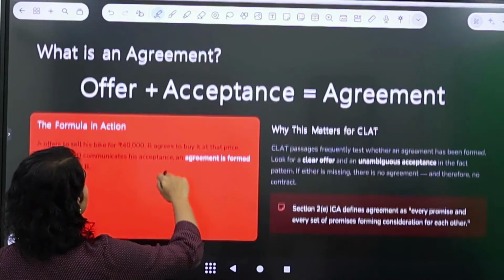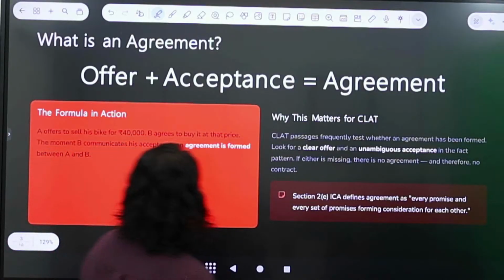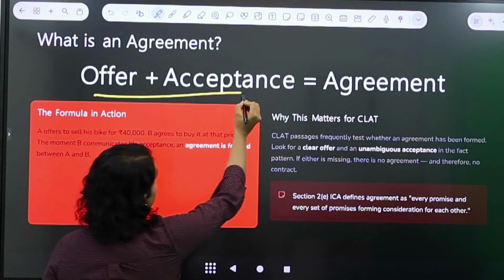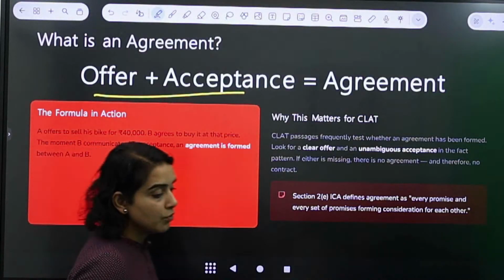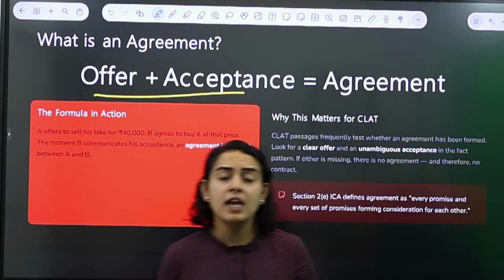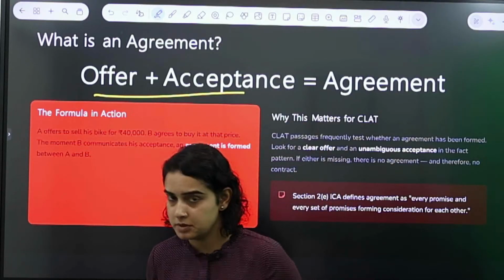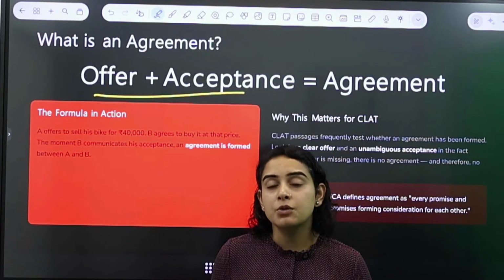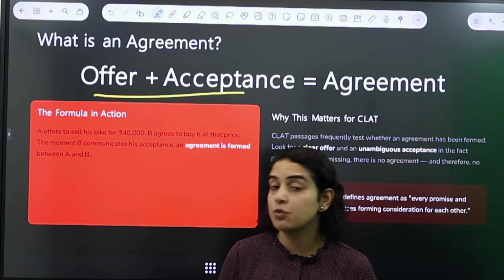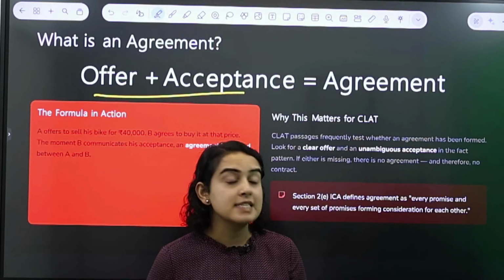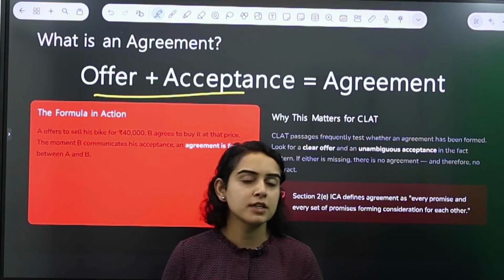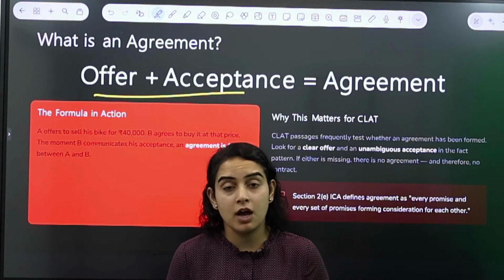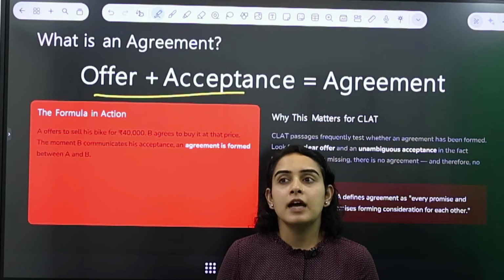Moving ahead, what really makes an offer? Like I already explained, an agreement is made up of offer and acceptance. What is an offer? An offer is any proposal made by one person to the other person. If I want to enter into a contract with you and I say, I want to sell my car to you for 5 lakh rupees, I am making an offer to you. Acceptance is when you accept that offer. You agree to the terms and conditions. If you say, yes Mansi, I think it's fine, I want to buy your car for 5 lakh rupees, that is going to be an acceptance.